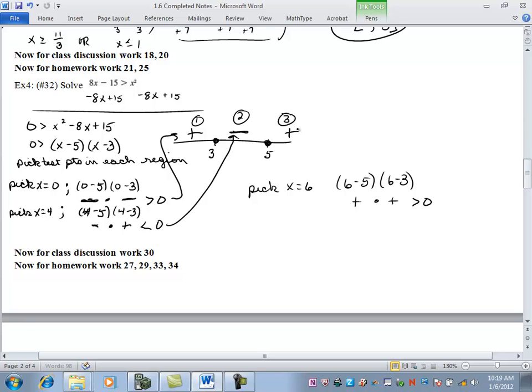And so when we multiply those two together, we get a value that is greater than 0. And we needed to know where this expression was greater than 0. So from negative infinity to 3, and we're going to use a parenthesis because at 3, this expression equals 0, and we're just interested in where it's greater than 0. And then again from 5, and again a parenthesis here, to infinity. There's my solution.